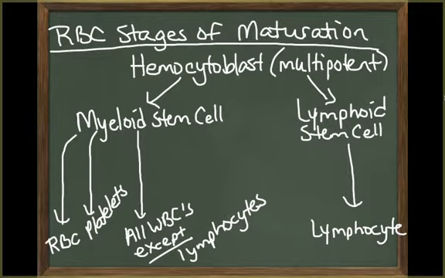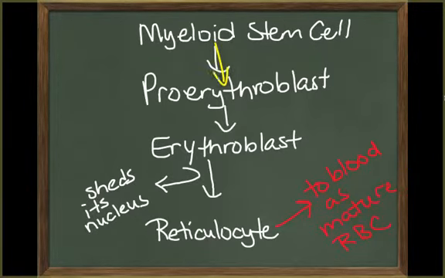Red blood cells pass through several stages as they mature. It starts as a stem cell in the red bone marrow called a hemocytoblast, which is a multipotent stem cell. A multipotent stem cell has the ability to differentiate into several different cells. The hemocytoblast will differentiate into myeloid stem cells and lymphoid stem cells. The myeloid stem cell will then differentiate into a proerythroblast, then to various erythroblast stages.